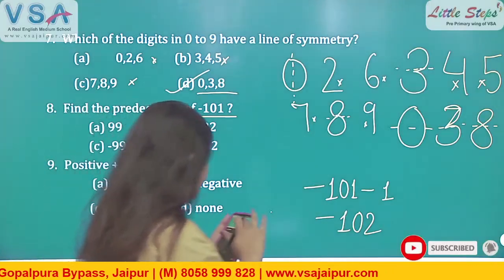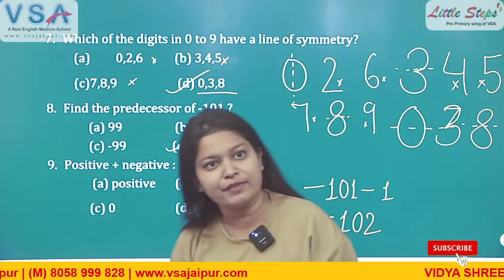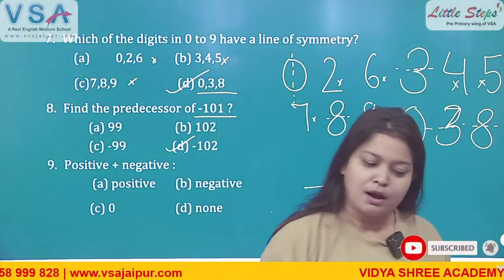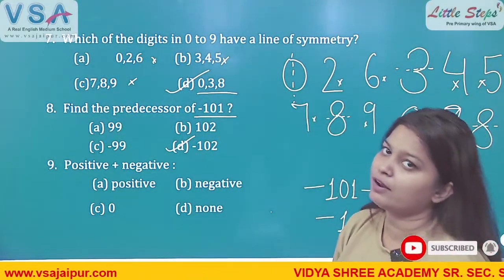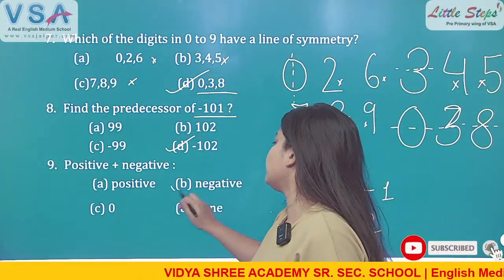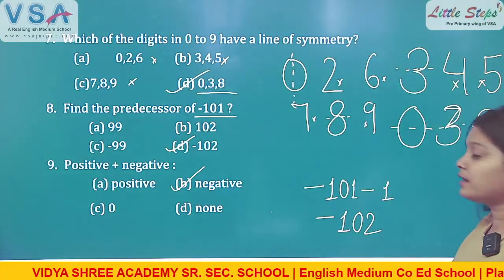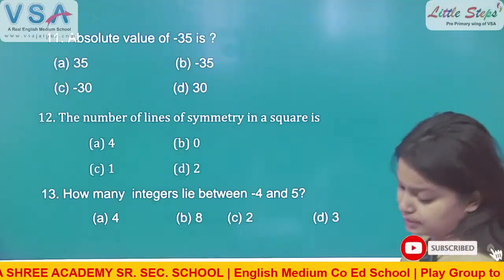Ninth MCQ, what we have? Positive plus negative. As we all know the rules of integers, positive and positive will be positive only, negative and negative will also be positive, positive and negative is always negative, and negative and positive will also be negative. These are the 4 rules of integers.